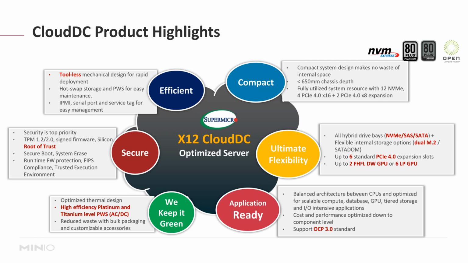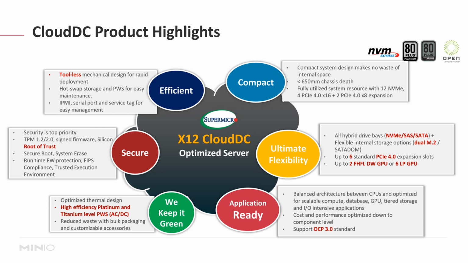Now, in this size, we fully utilize everything. So the NVMe and the PCIe expansion slots are all using up the space given in this small form factor. Ultimate flexibility. The systems themselves support all hybrid drive bays. So whether you need NVMe, SAS, or SATA, we got that. There are internal storage options for dual M.2. And of course, in 2U, we can have expansion slots up to 6 of them. And if you prefer to put in a full-length card, that's also allowed.